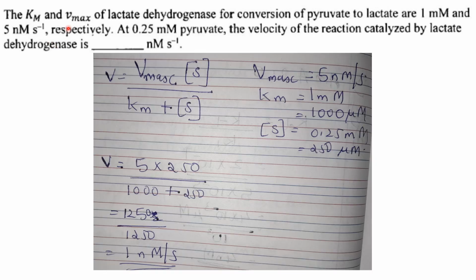Then next one. Km and Vmax of lactate dehydrogenase for conversion of pyruvate to lactate are 1 millimolar and 5 nanomolar per second respectively. At 0.25 millimolar pyruvate, the velocity of the reaction catalyzed by lactate dehydrogenase is? So Km and Vmax for the enzyme lactate dehydrogenase, which converts pyruvate to lactate. So pyruvate is the substrate, lactate is the product. So Vmax is 5 and Km is 1 millimolar, that is 1000 micromolar.